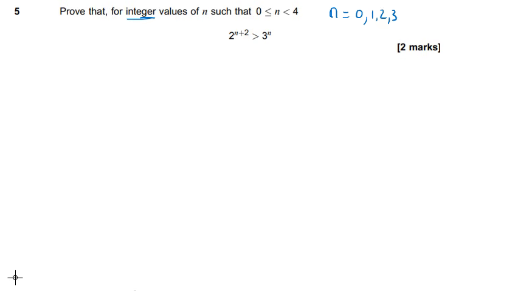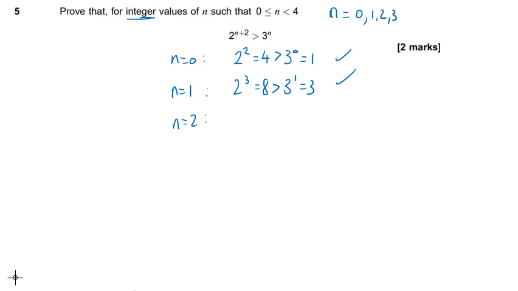So if we have n equals 0, we're going to get 2 squared, which is 4, is greater than 3 to the power of 0, which is 1. So that's n equals 0. N equals 1, so we get 2 cubed, which is 8, is greater than 3 to the power of 1, which is 3. That's true. 8 is greater than 3.